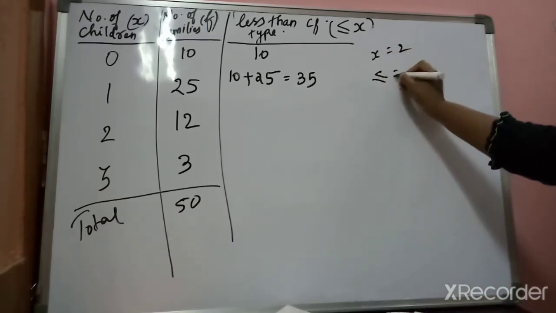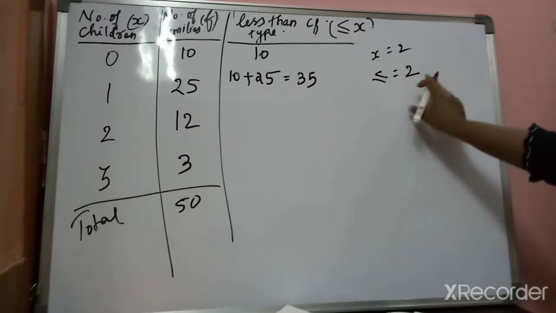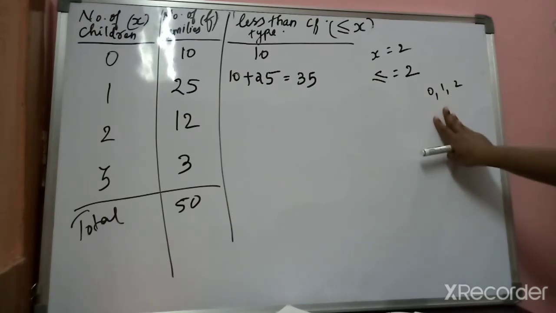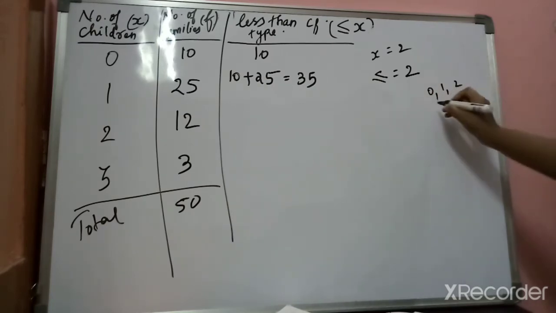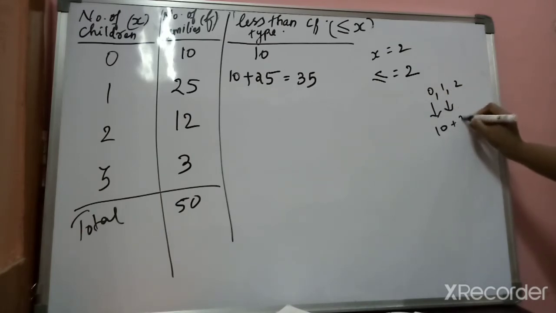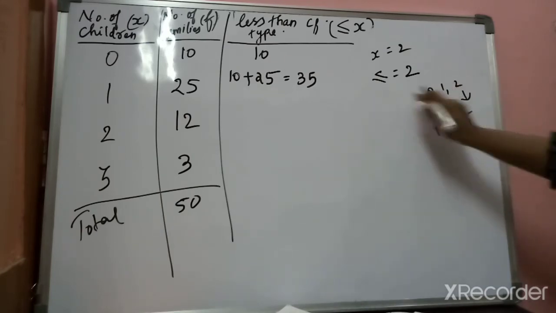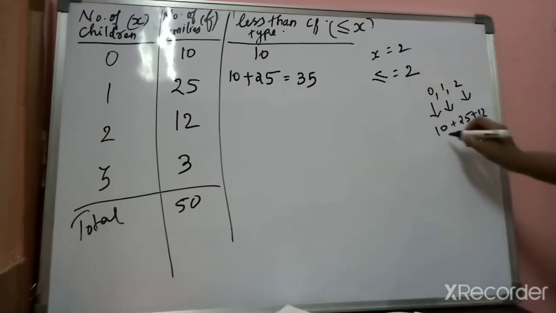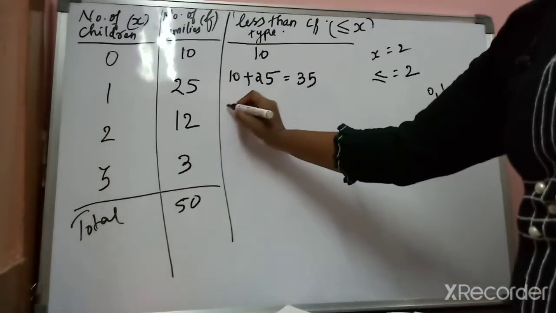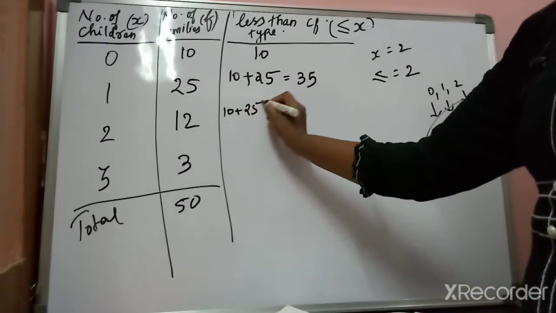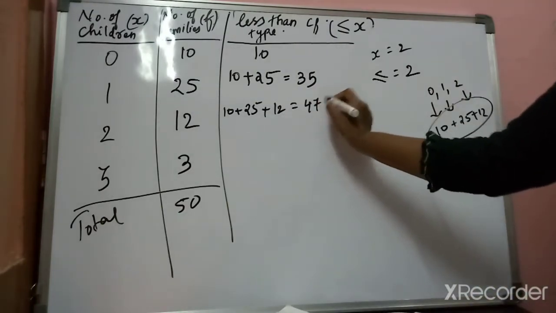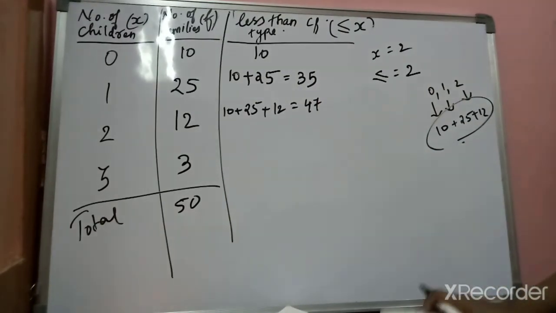Now next, my third x is equal to 2. So less than or equal to 2 means 0, 1 and 2. Clear with this? So families having no children are 10, having 1 child is 25, and having 2, because equal to is there, is 12. So this would be your working: 10 plus 25 plus 12. So the answer is 47. So your cumulative frequency is 47.